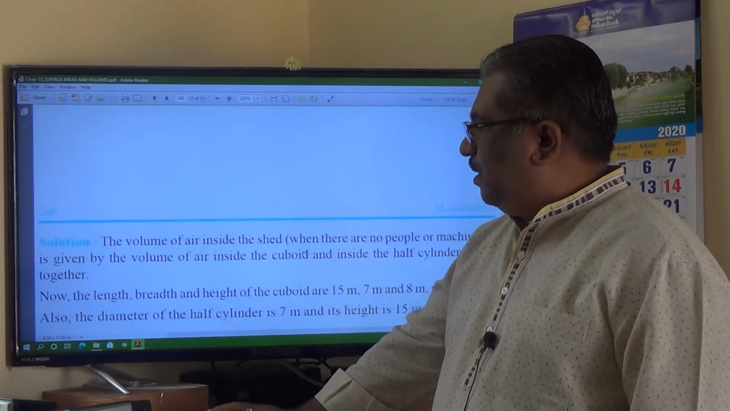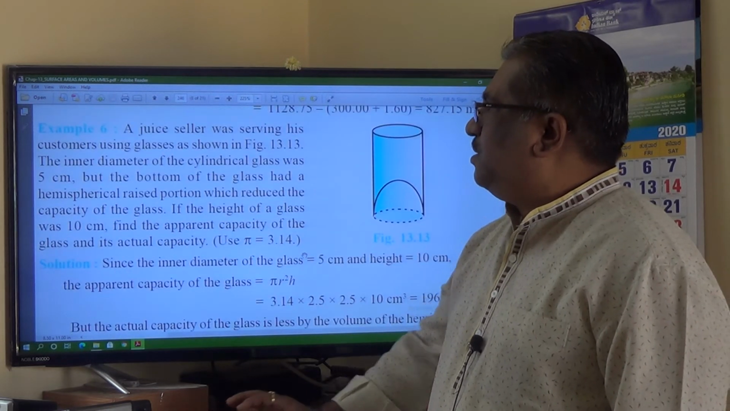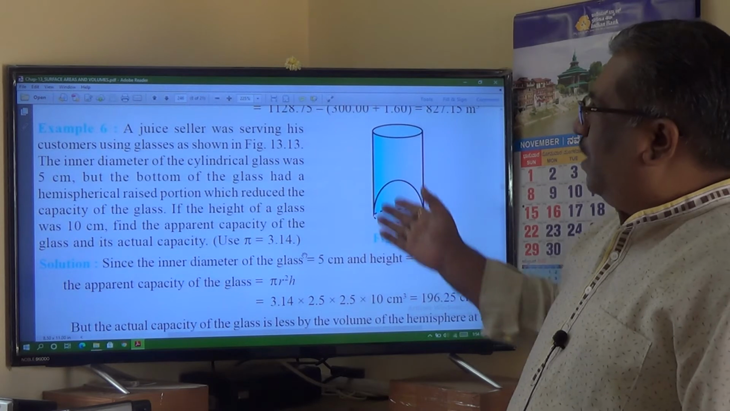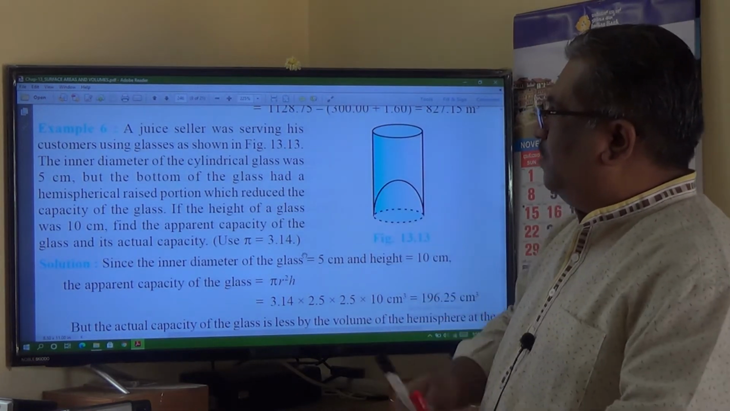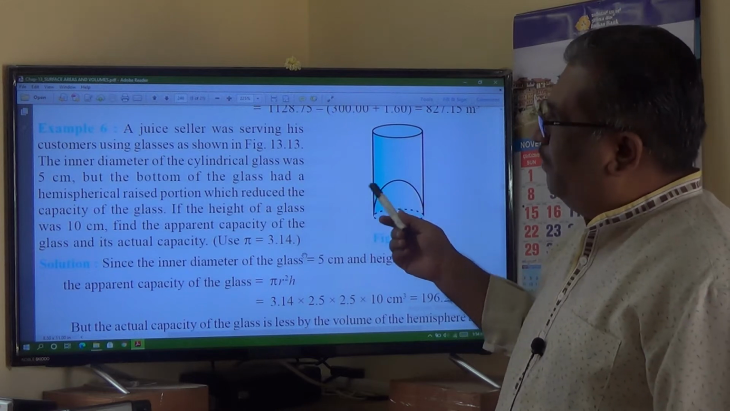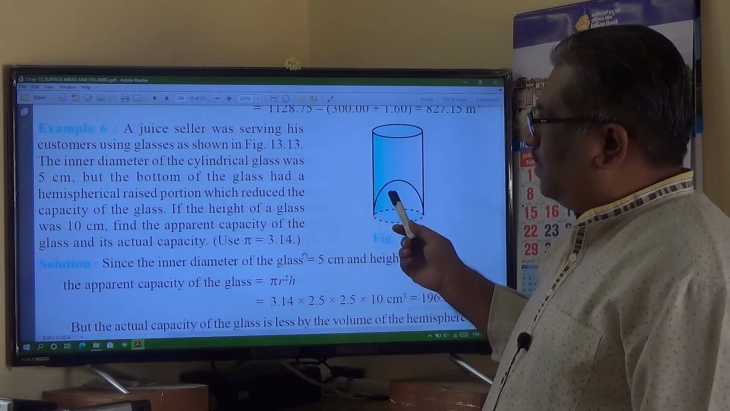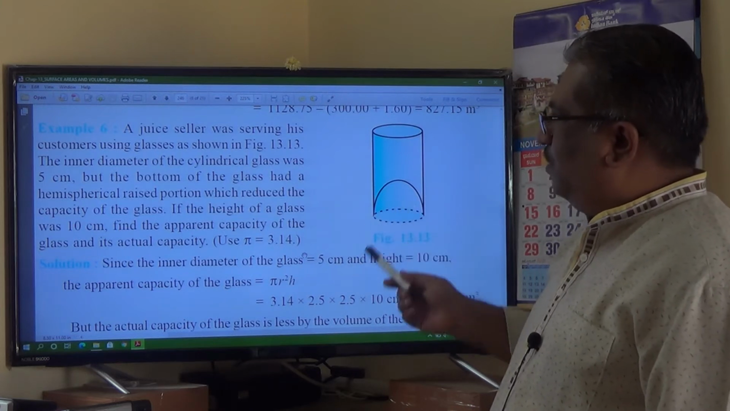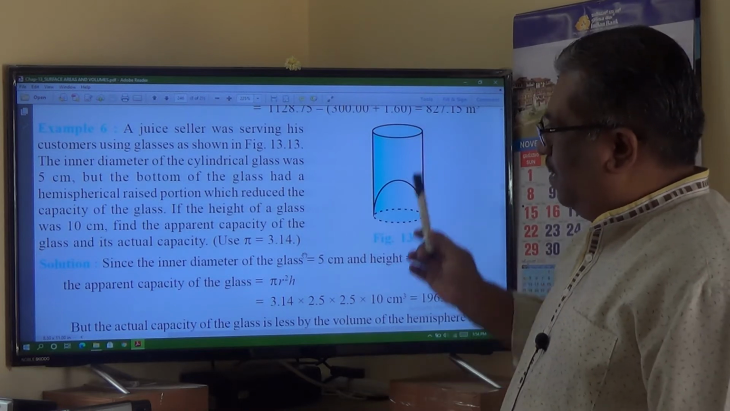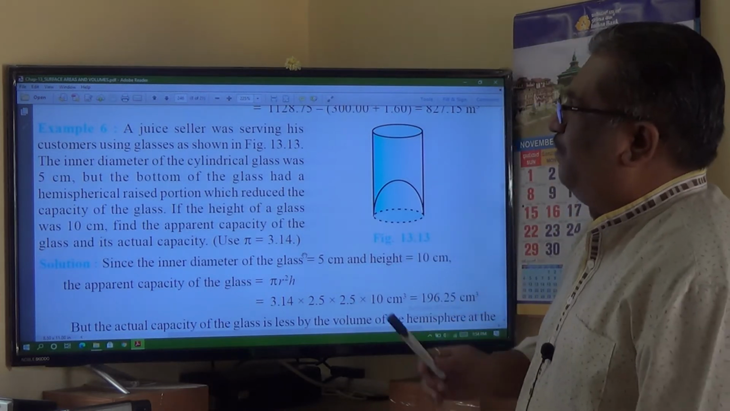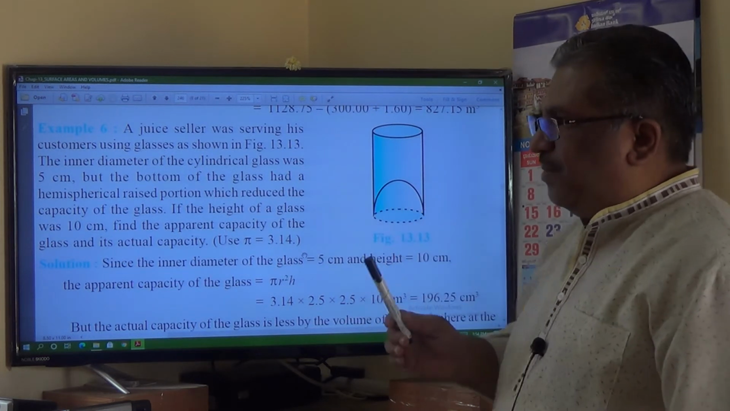Then you have example number 6, something like a juice seller. Very important, here there is a depression. A juice seller was serving his customers using glasses shown in 13.3. The inner diameter of the cylindrical glass was 5 cm, but the bottom of the glass had a hemispherical raised portion which reduced the capacity of the glass. If the height of a glass was 10 cm, find the apparent capacity of the glass and the actual capacity of the glass. What is that apparent capacity you look for?